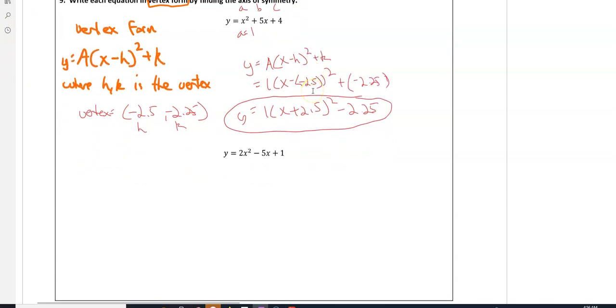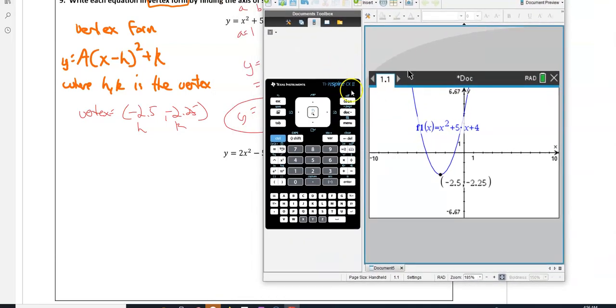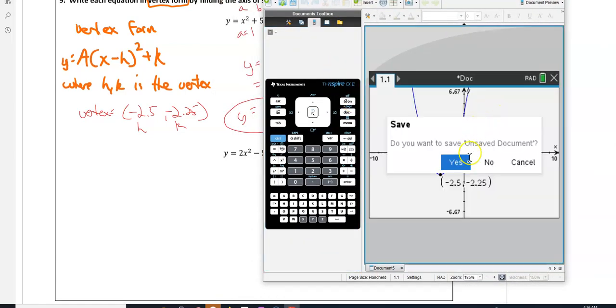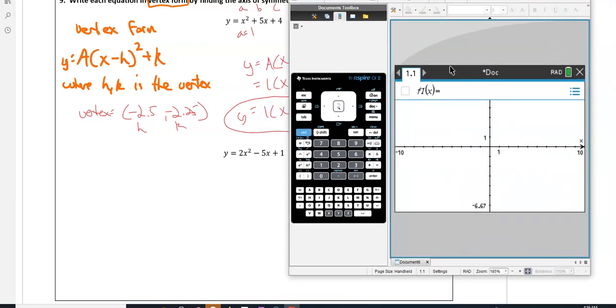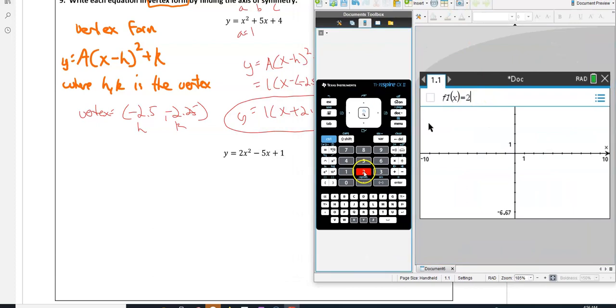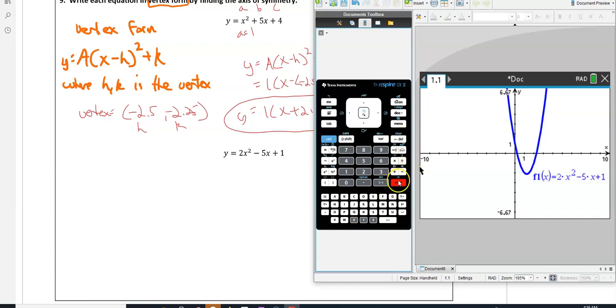And then the second part of number 9, I'm going to use this equation now. So like I said, the easiest way, just go to home and start a new document and start a new graph like that. And it is 2x squared minus 5x plus 1. Oops, get rid of that negative. 2x squared minus 5x plus 1. Hit enter. And I need to figure out what my vertex is right here.